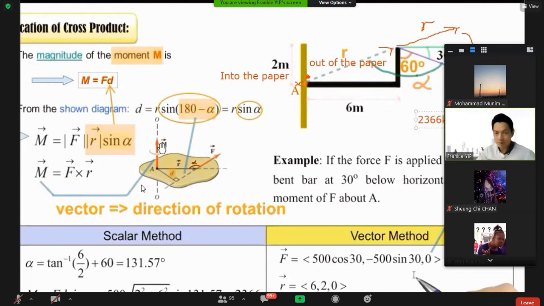And once again, why do we need to use vectors to perform the calculation of moment? Because of the future concept of the 3D world. This one is applying on the 2D scale, but how about if it becomes 3D? We need to do this. Got it? We need to use vectors to perform it. Okay, so finish.